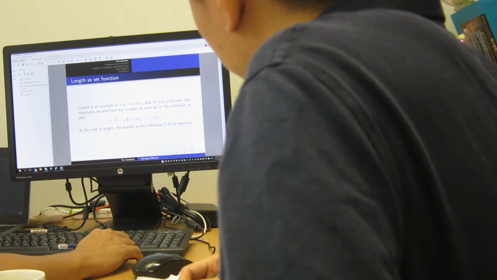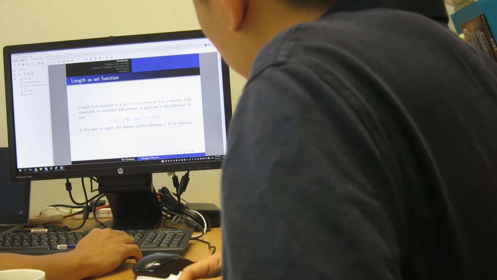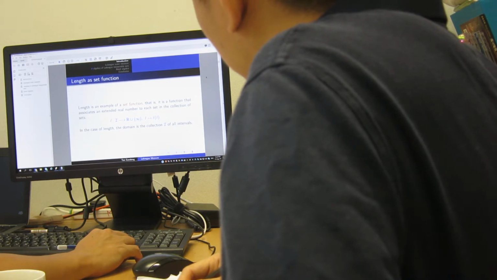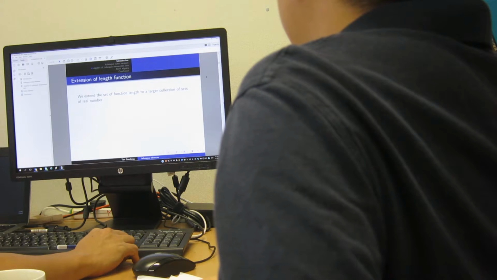So length must first be viewed as a function. What kind of function is it? It's actually a set function. By this I mean that it's a function that associates an extended real number to each set in a collection of sets. So ideally in this case we will take an interval and send it to its length. In this case the domain will be the collection script I of all the intervals. So this is the first move that we did, and we want to extend it. How do we extend? We extend the function length to a larger collection of sets of real numbers, not just the intervals.